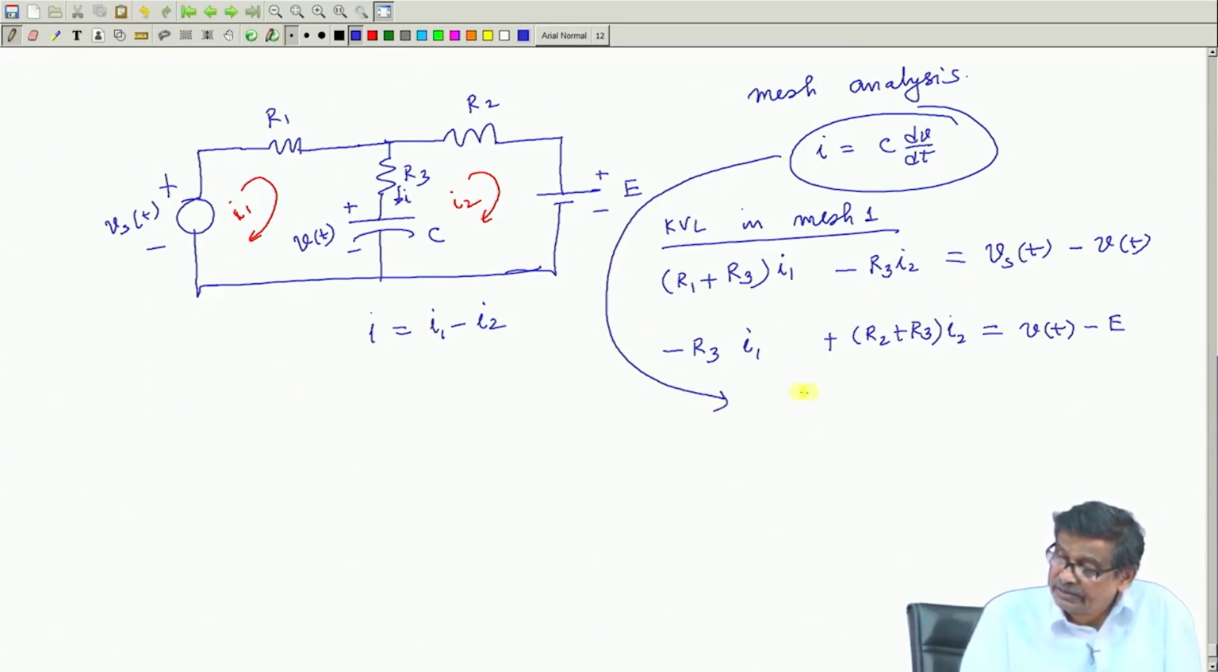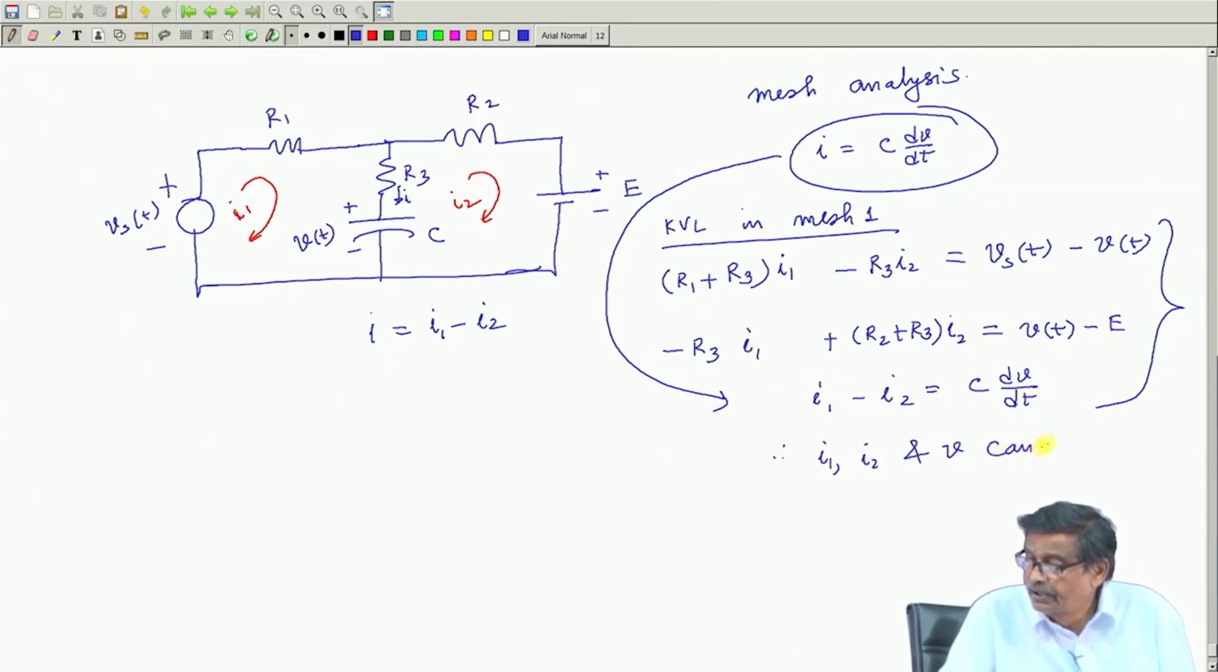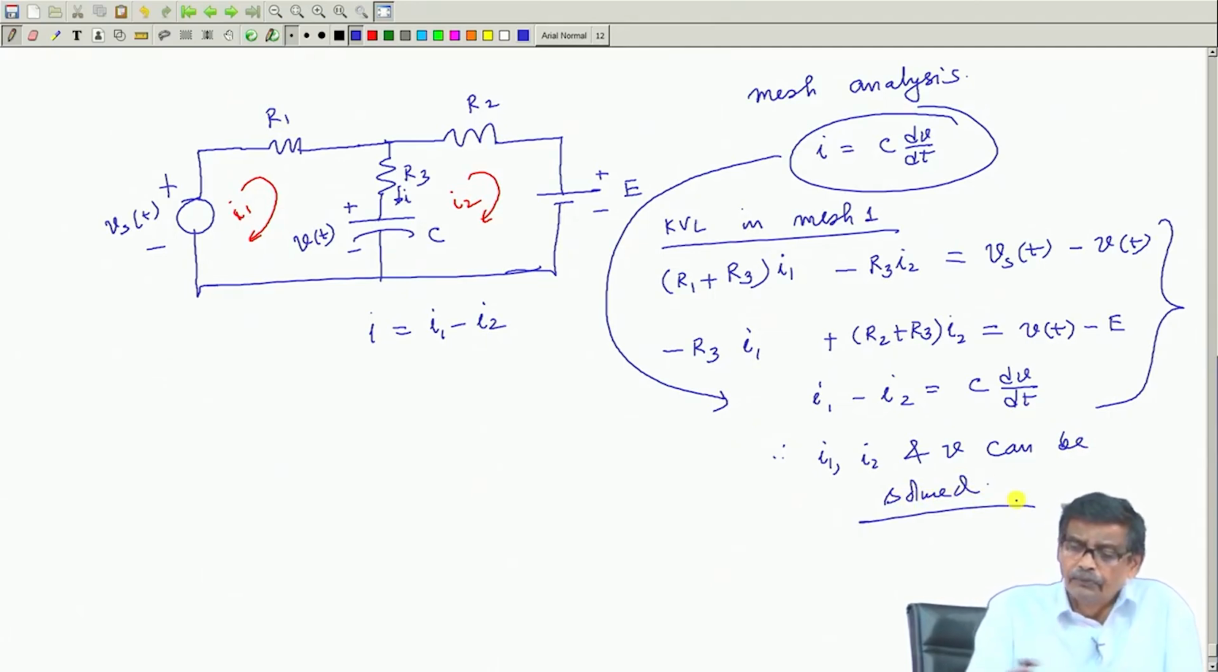This equation is I1 minus I2 is equal to C dV/dt. This is the third equation. How many unknowns are there? I1, I2 and V. How many equations are there? 3 equations. So, I will be able to solve for I1, I2 and V. Therefore, the restriction we put for applying nodal and mesh analysis can be removed.